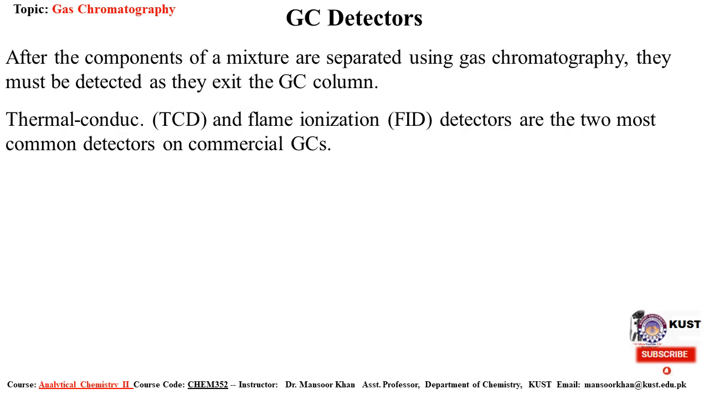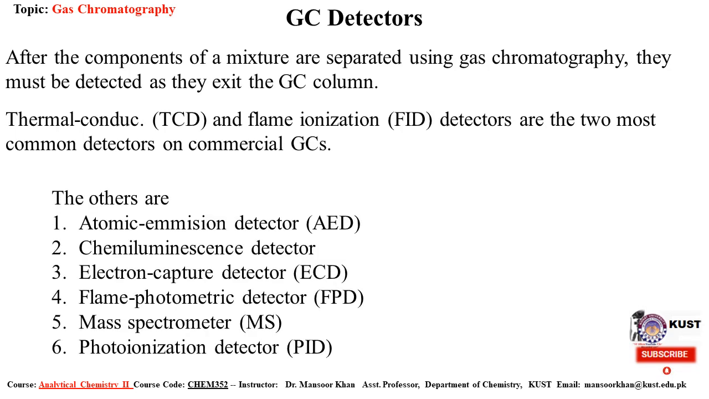There are various types of detectors used in GC. The most important are the thermal conductivity detector and the flame ionization detector. These are the most commonly used detectors. Various other types of detectors can be used, but these two are of immense importance.